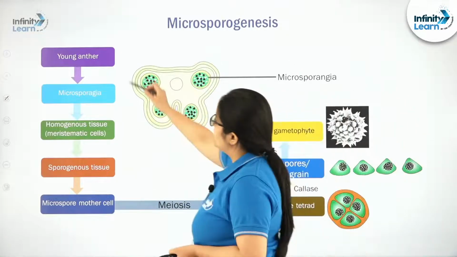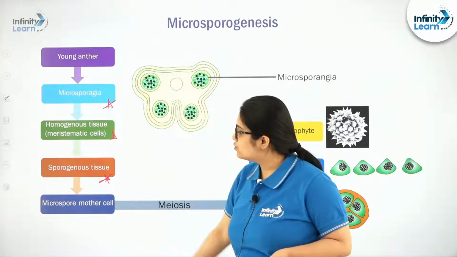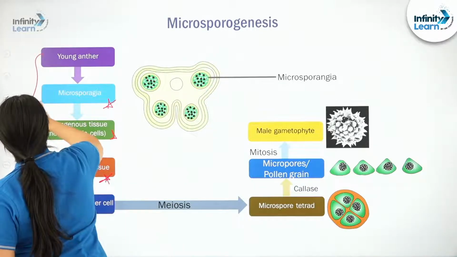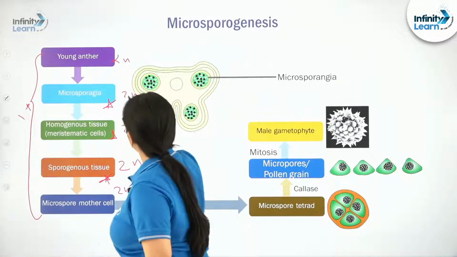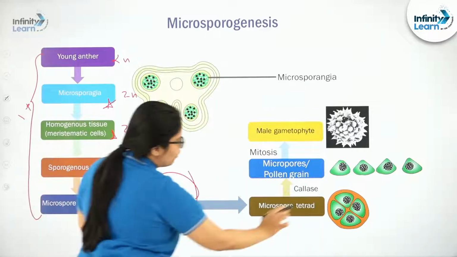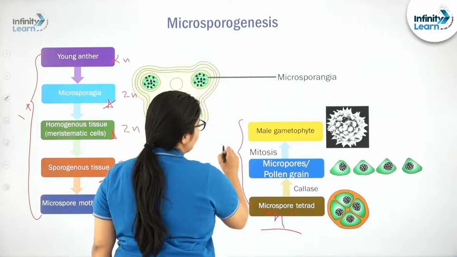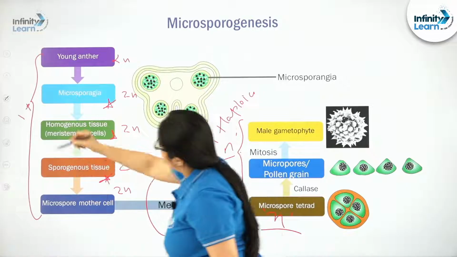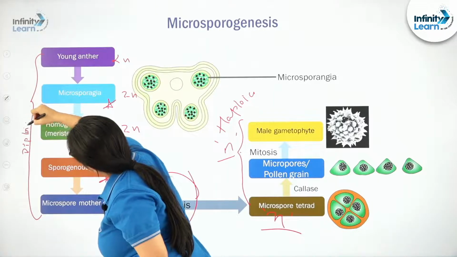And that is how microsporogenesis takes place. Inside a young anther, there is microsporangia with homogeneous tissue, you have to understand from here. Inside the sporogenous tissues, there will be differentiation and formation of the microspore mother cell, right. All these structures are diploid, till the microspore mother cell. This microspore mother cell will undergo meiosis and form a microspore tetrad, and each of the 4 microspores of this tetrad will be haploid. From here every structure will be haploid, and till here all the structures will be diploid. Right.